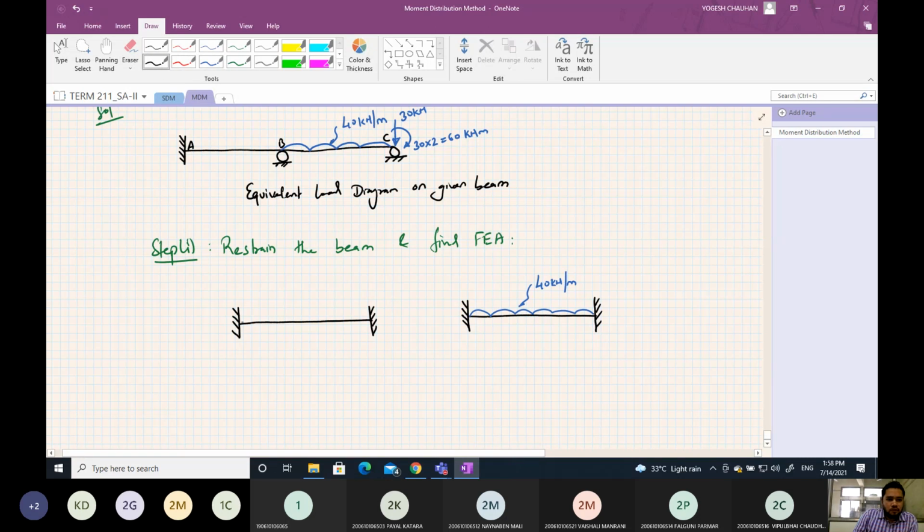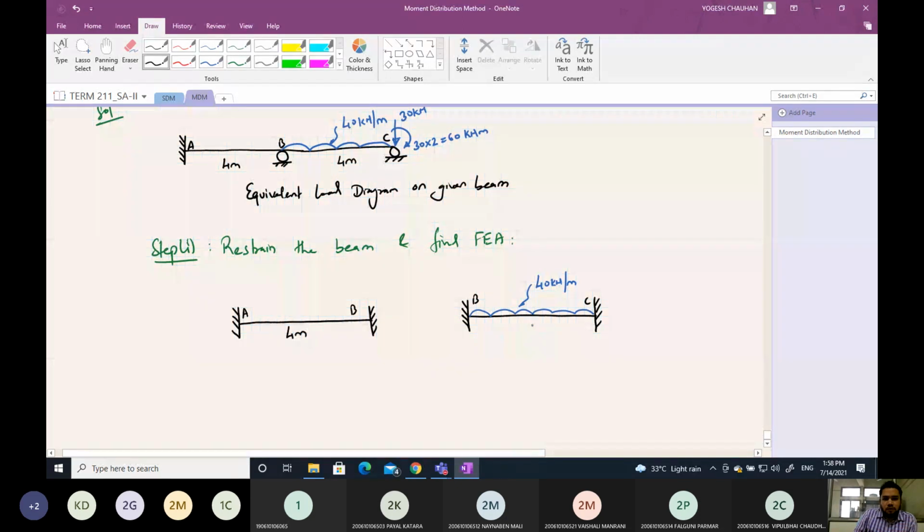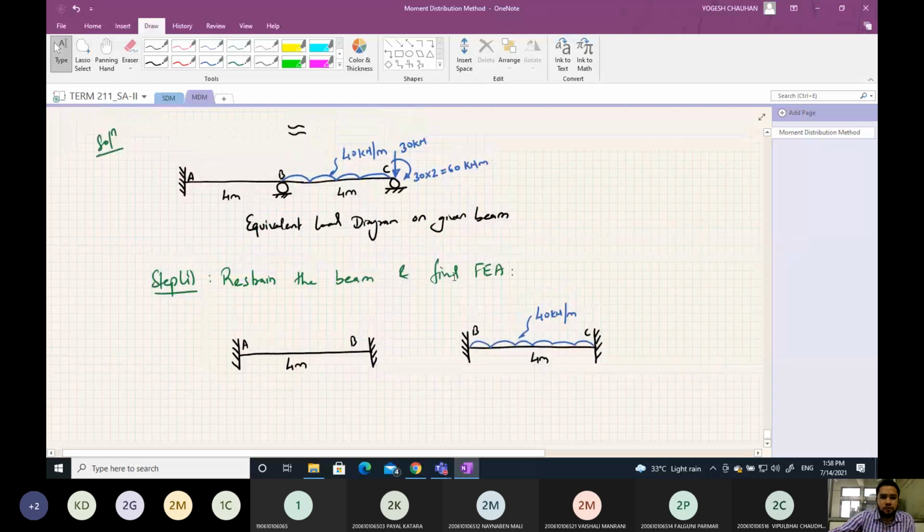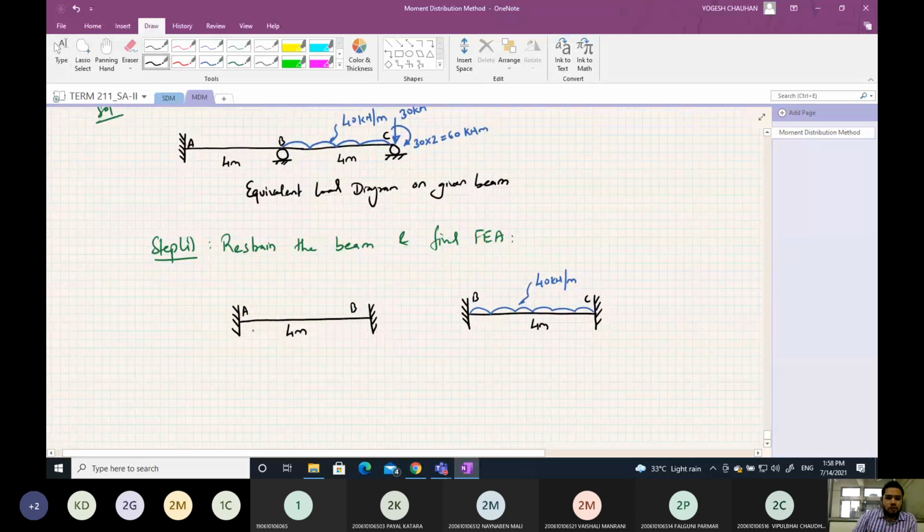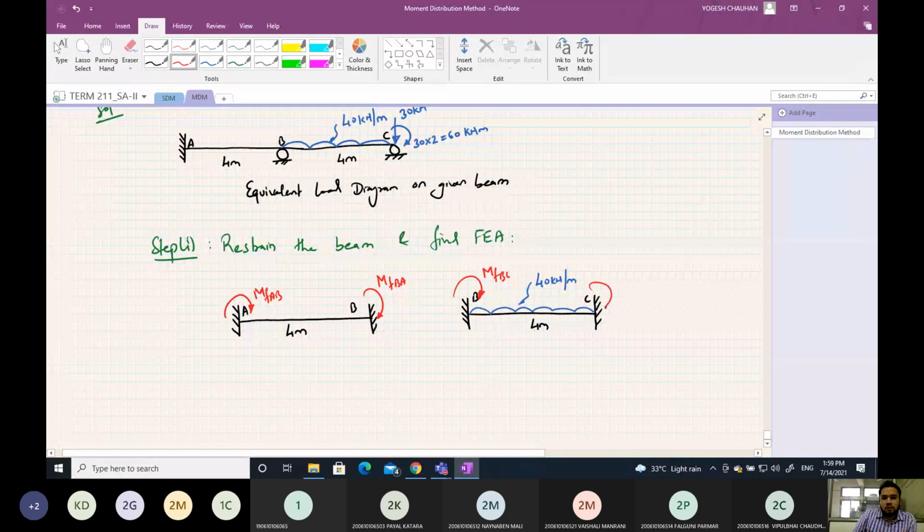This is A, this is B, and C. This is 4 meter, this is also 4 meter, 4 meter, 4 meter. You can now find the fixed end moments for this. Let this be MF AB, let this be MF BA, let this be MF BC, and let this be MF CB.